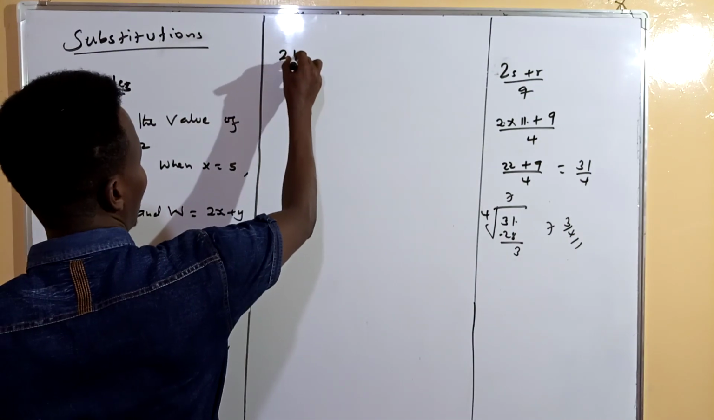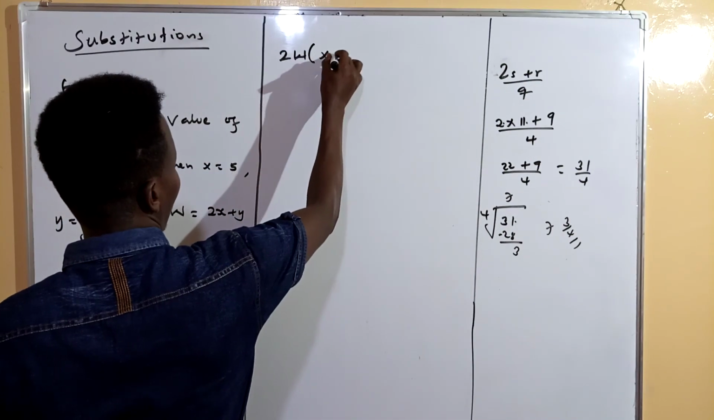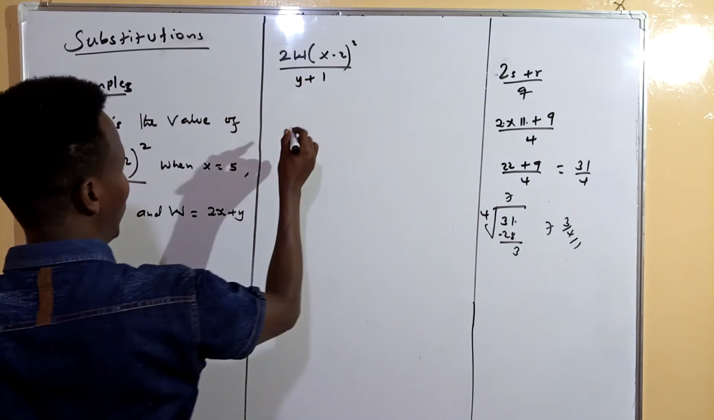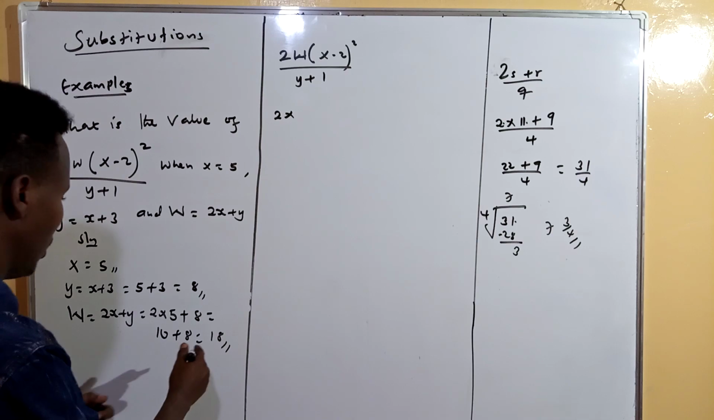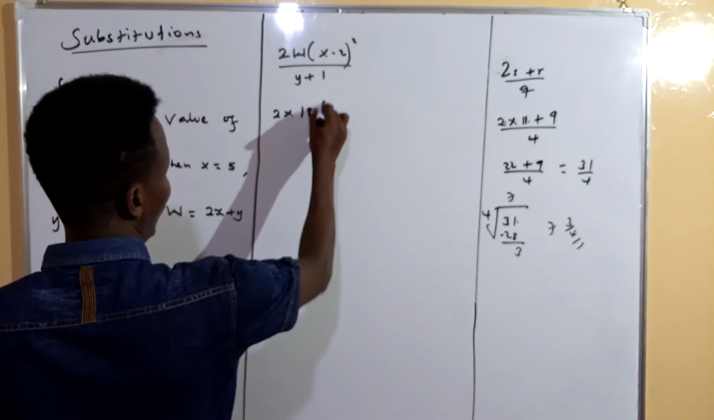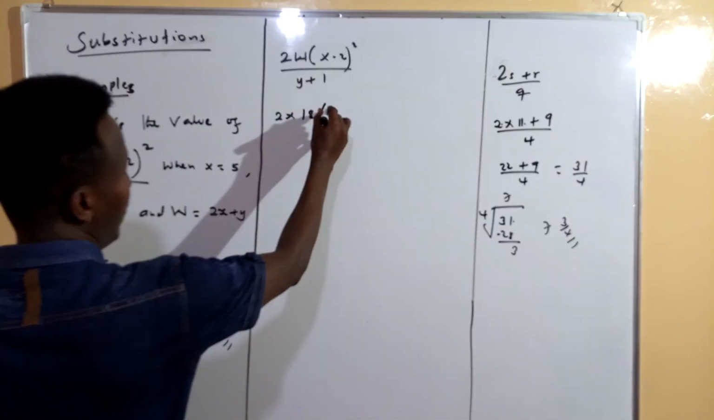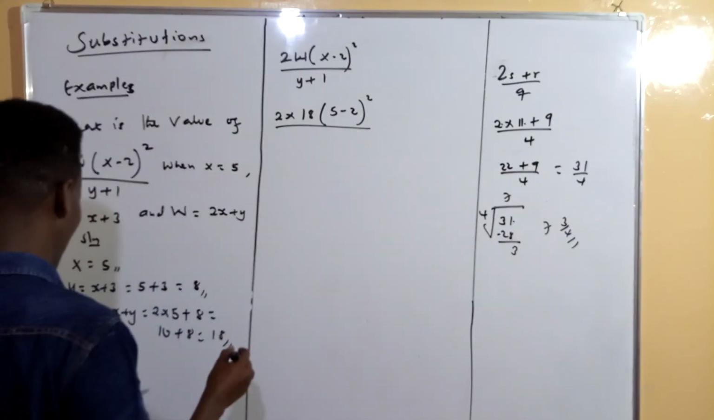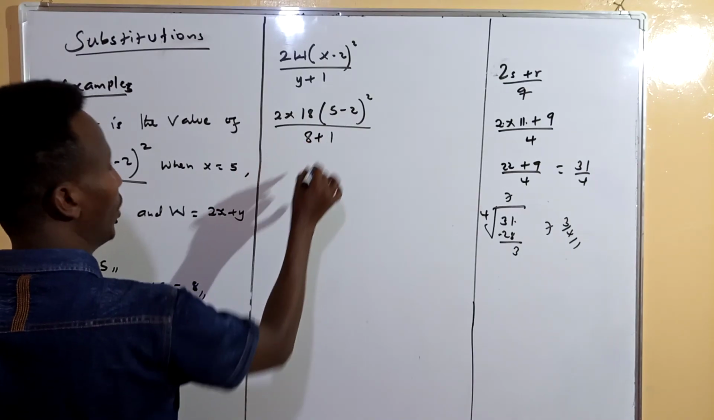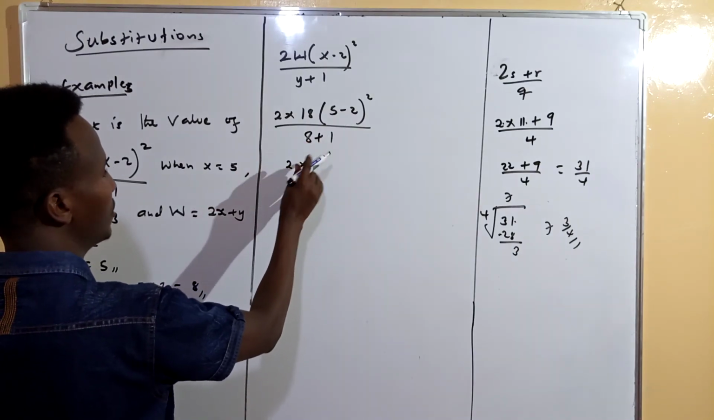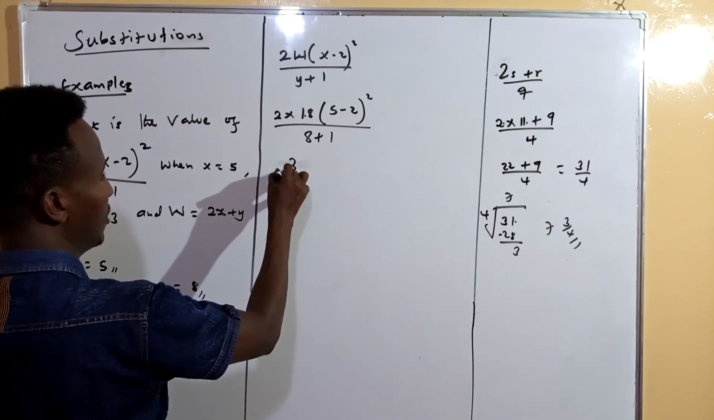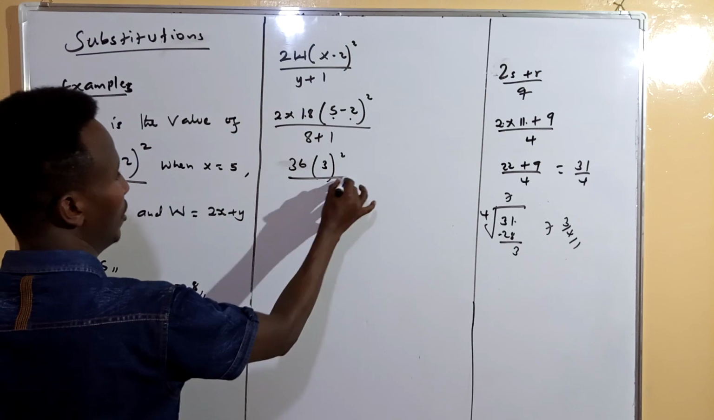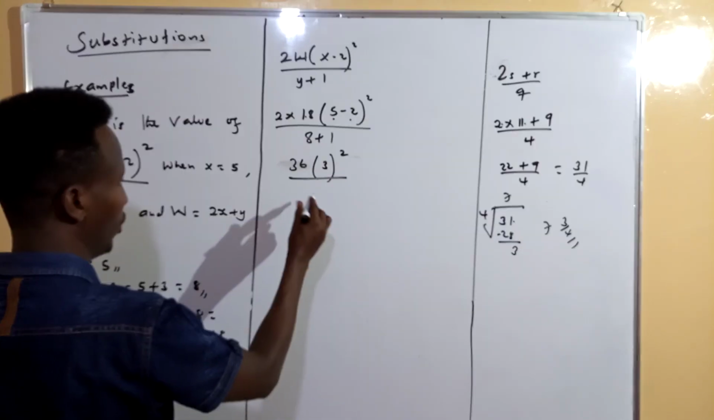This is 2w(x minus 2) squared, total divided by y plus 1. So we are going to say 2 times w. W is what? 18. Open the bracket. X is what? X is 5 minus 2, squared, divided by y. Our y is what? 8 plus 1. So this will give us 2 times, multiply these two, that's 6 into, subtract this 2, 3 squared divided by, this is the square sign here, don't forget, 9.